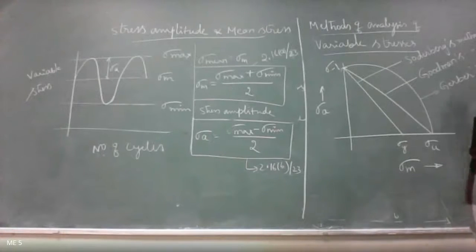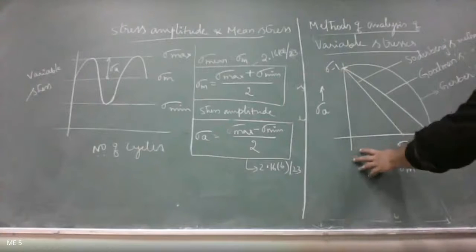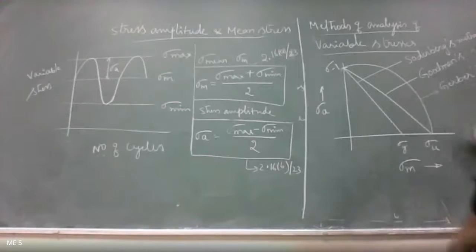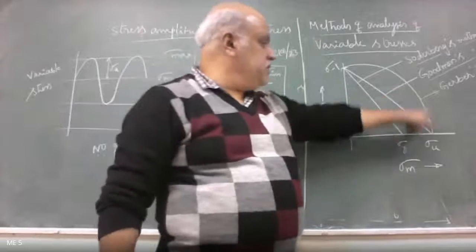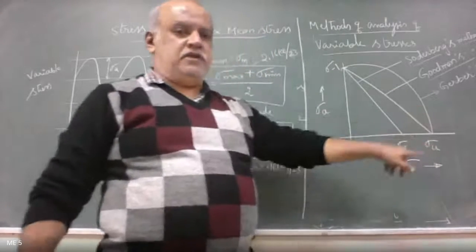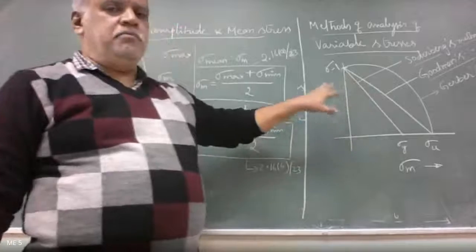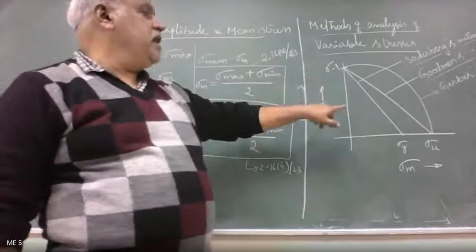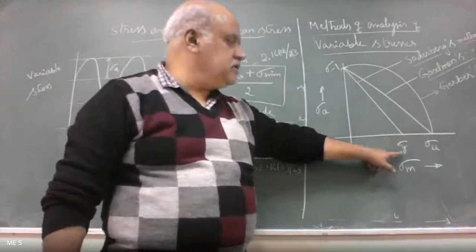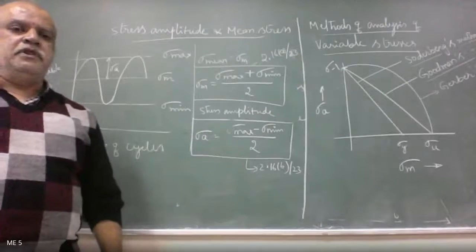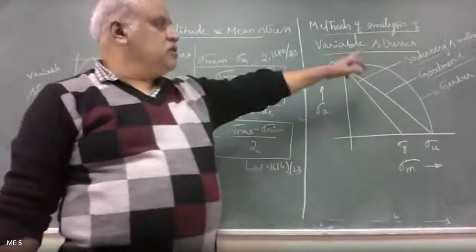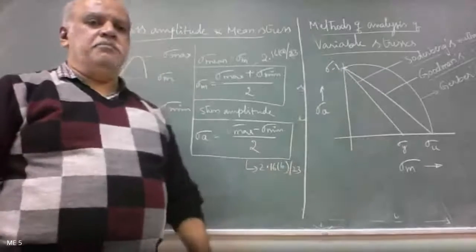So there are various methods of analyzing variable stresses. Out of that, three are important, and of those three, two are most important: Soderberg's method and Goodman's method. Soderberg's method takes yield stress as the reference, whereas Goodman's method takes ultimate stress as the reference. But in practice, the method used mostly is Soderberg's method, because it uses yield stress as the reference. Is that fine? Please note down Soderberg's method, Goodman's method, and Gerber's method.